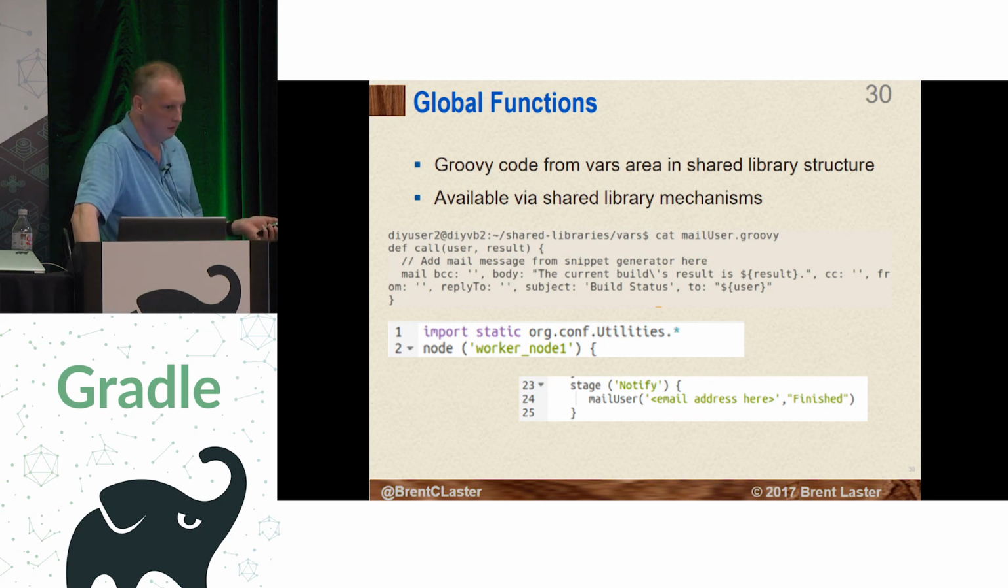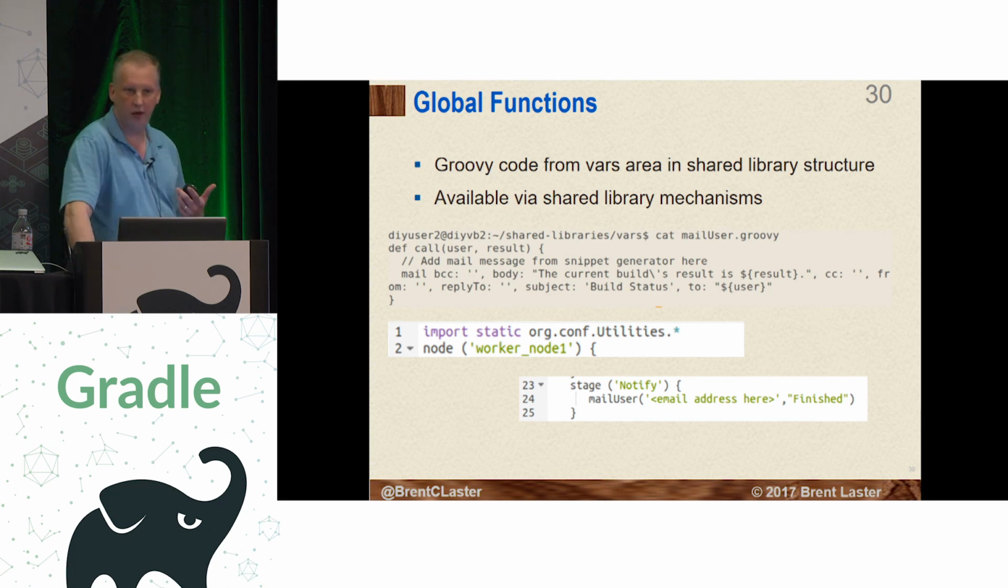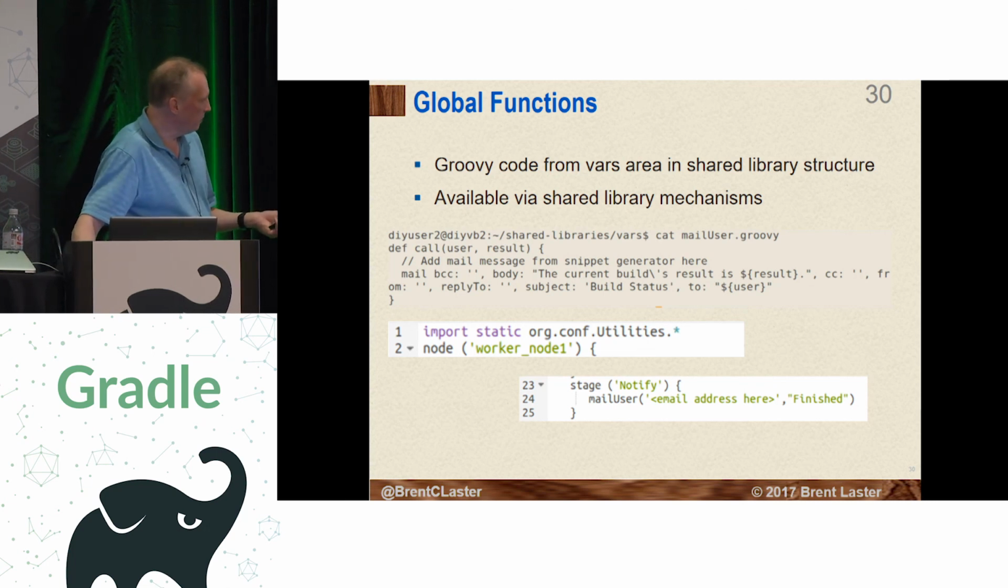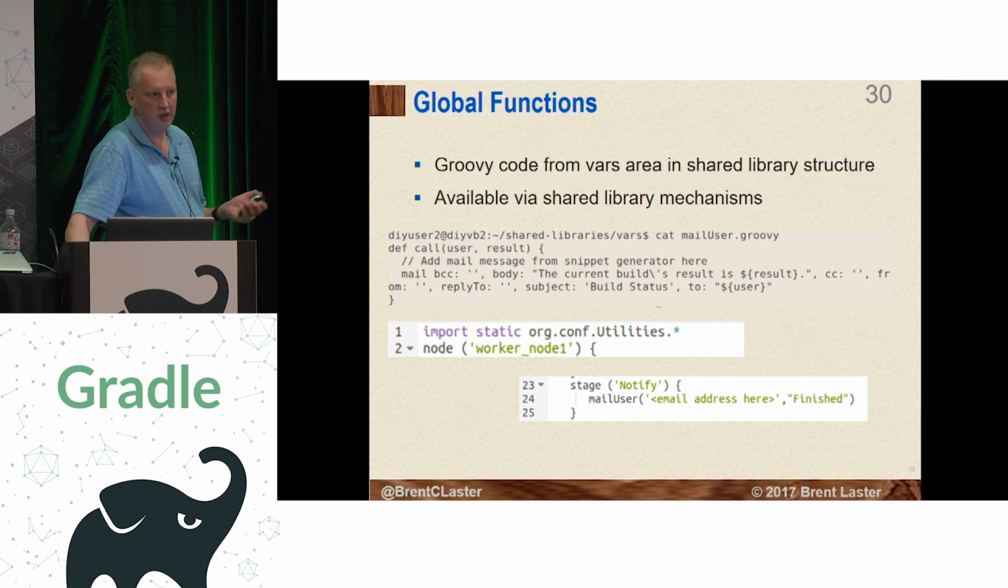Now this particular library, when I do this def call, that's a certain kind of structure that I can write my library routines in, and that allows me then to just invoke the library routine based on the name of the file. In this case, the name of the file is mailuser.groovy, so I can call that as mailuser. I can do that because I use this def call syntax. There's other ways to write the library routines, but it's kind of a convenient way to do it.